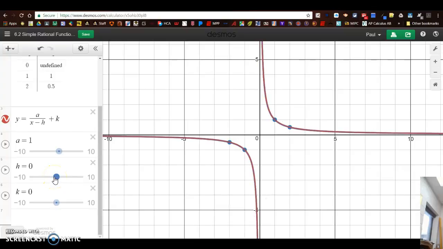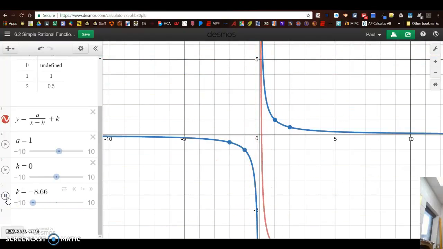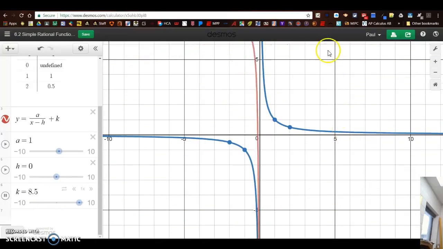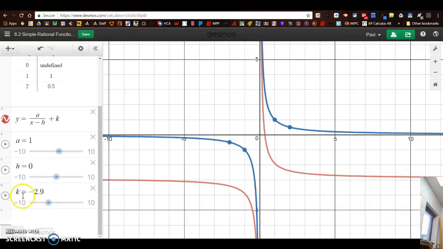K is the number on the outside. K gives us our vertical shift. So I hit play on K. It shifts my whole function up. And when K is negative, it goes down. Okay. And what that means is that it's shifting the horizontal asymptote up and down with it. So whatever K is, in this case, K is negative 2.9, that's where I'd have my horizontal asymptote. Because I'm going to get something close to 0, but then I'm going to subtract 2.9 from it. So I'm going to get something that's close to negative 2.9.